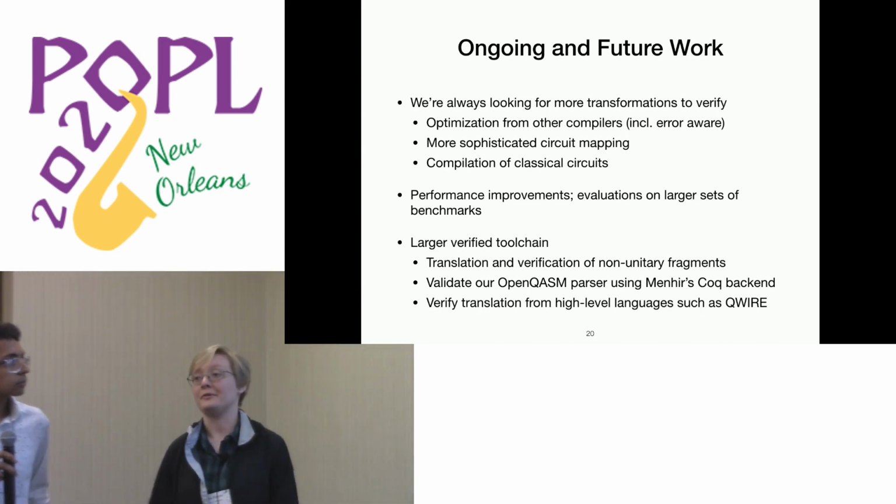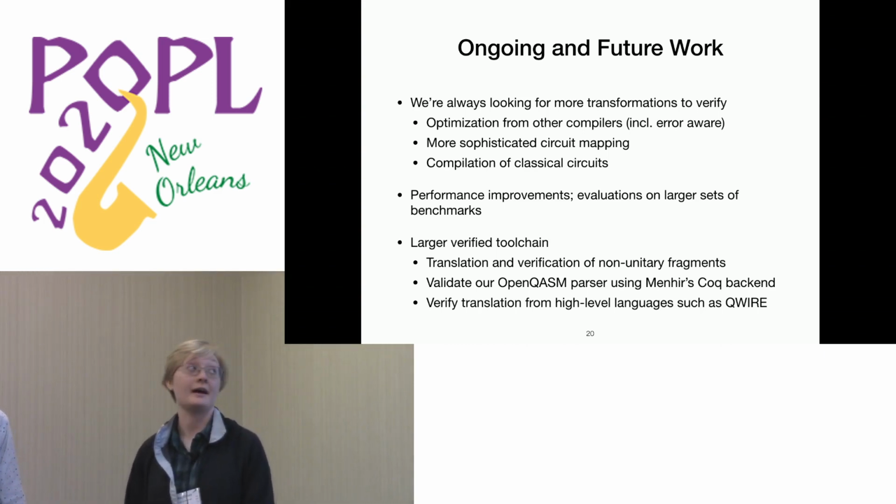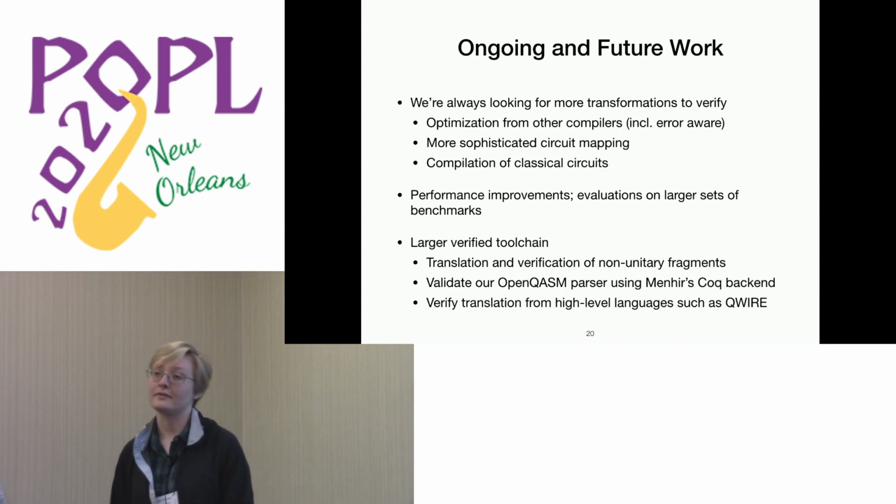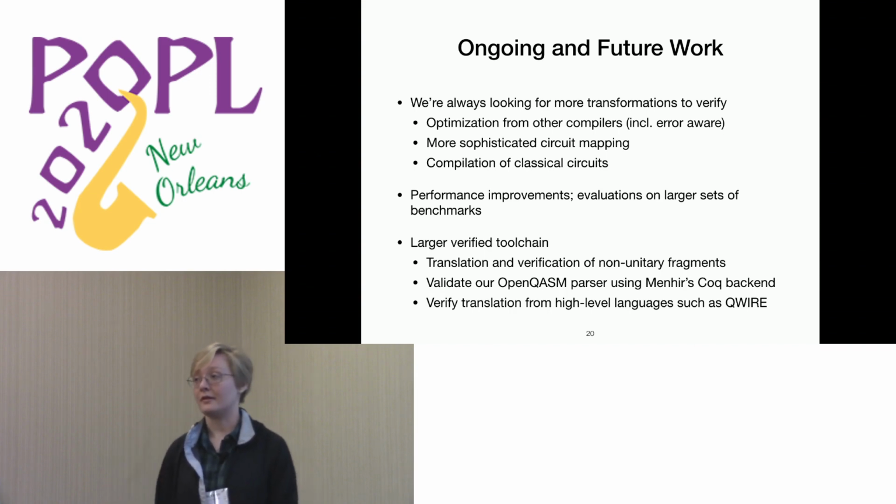There's tons more to do, right? We don't have a full featured compiler right now. We're really interested in incorporating other optimizations from other compilers. We're especially interested in looking at optimizations that reduce error and proving that those actually reduce error as intended. That would be really cool. We're definitely looking at more sophisticated circuit mapping algorithms. There are a lot of current implementations that we can borrow from, like in Qiskit and TCAT.